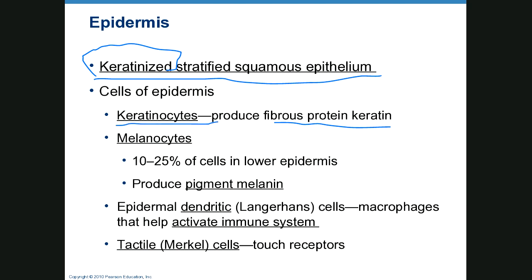Epidermis also contains melanocytes, and they produce the pigment melanin that gives us the color to our skin. Maybe dark, maybe light. We also have dendritic cells or Langerhans cells, which are macrophages and involved with the immune system. And then we also have touch receptors, also called tactile or Merkel cells.